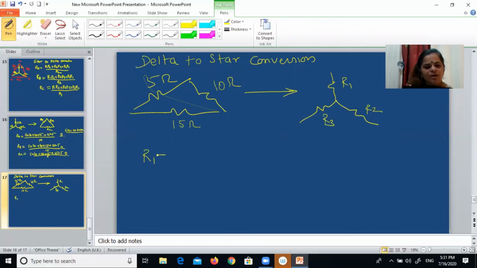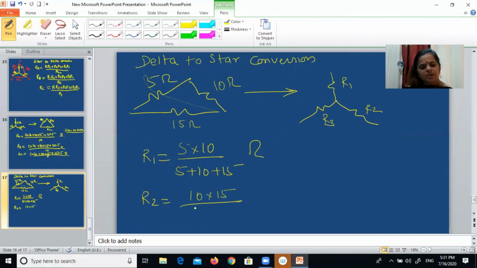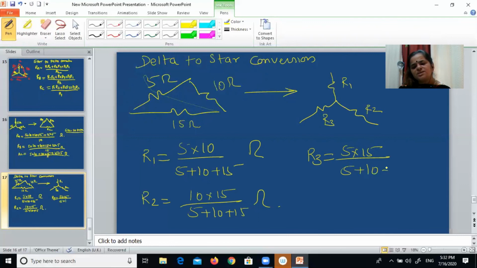So what will be the value of R1? When we calculate R1, then the surrounding 2 resistances of the delta will be in the numerator. So 5 into 10, and the addition of all 3 resistances will be in the denominator. So this will be the value of R1. Similarly, what will be R2? R2's surrounding 2 delta resistances will be 10 into 15, multiplied, and 5 plus 10 plus 15 will be in the denominator. Similarly, R3's surrounding delta resistances will be 5 into 15, and the addition of these 3 resistances will be in the denominator. So this is how you can do the delta to star conversion.